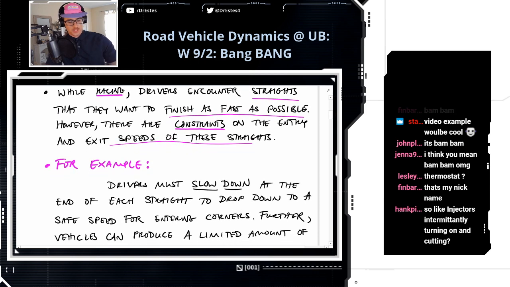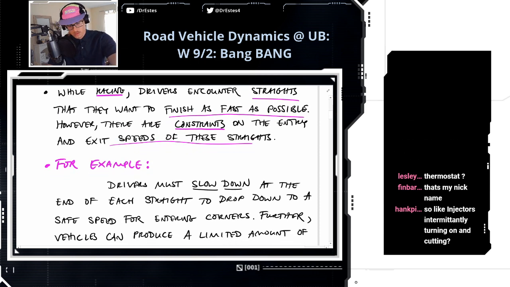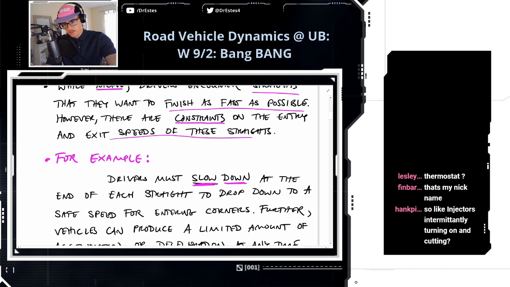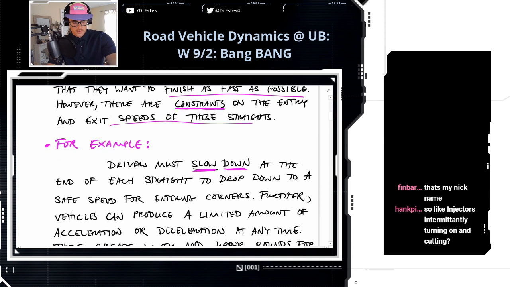Okay, to explain that a little more, for example, drivers have to slow down at the end of each straight because interesting races aren't just one straight. There's actually corners as well. So you need to drop down to a safe speed for entering the corner at the end of the straight.